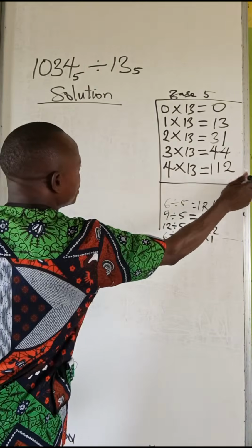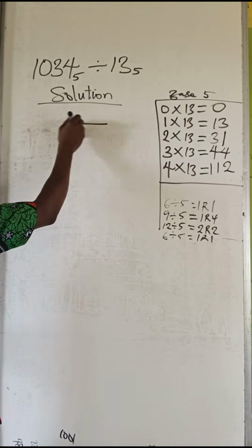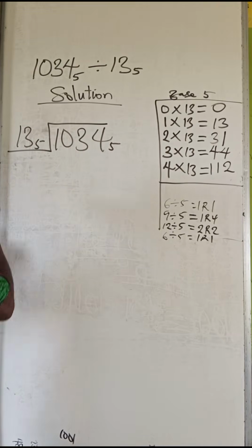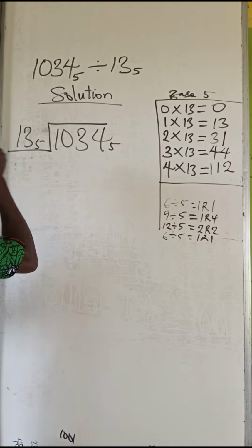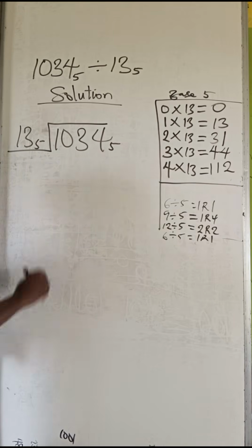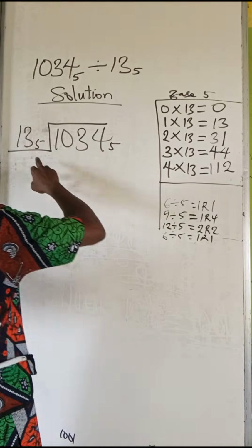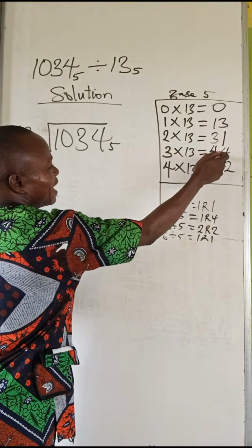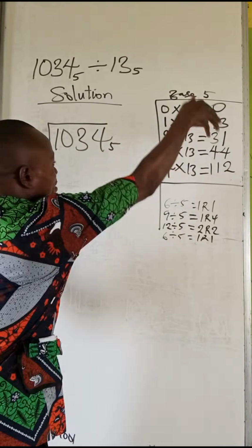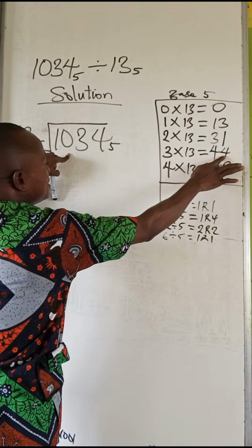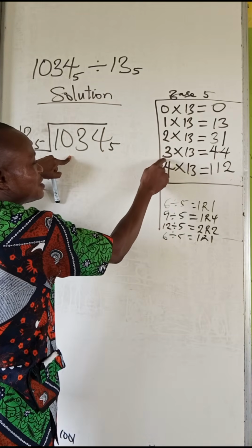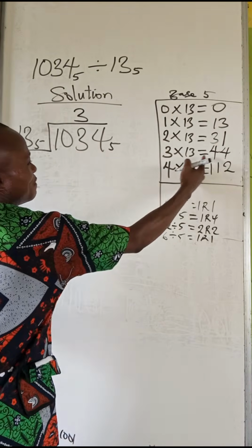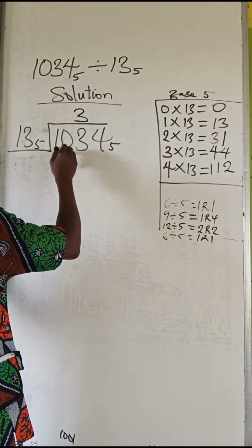Now that we know this multiplication by 13 in base 5, we can now go ahead and divide the number. 1034 base 5 divided by 13 base 5. Now, 13 cannot divide 1. 13 cannot divide 10. They are all less than 13. But 13 can divide 103. Now, we come back here. 103. You look at the numbers that are less than 103 there, which are 0, 13, 31, and 44. So the greatest among those numbers is 44. That means 13 divides 103 three times, because it's 3 times 13 that gave us this number. So we have 3 here. Now 3 times 13, according to base 5, is 44. So we have 44 here.